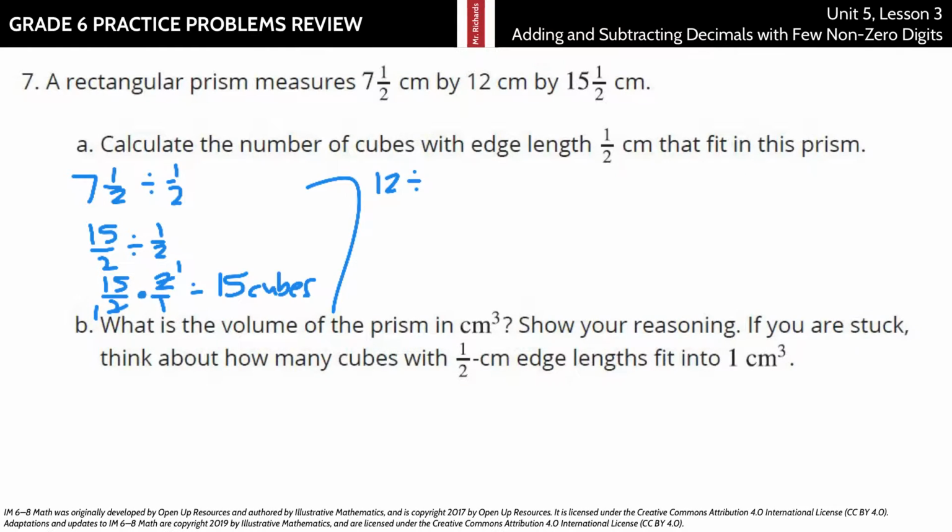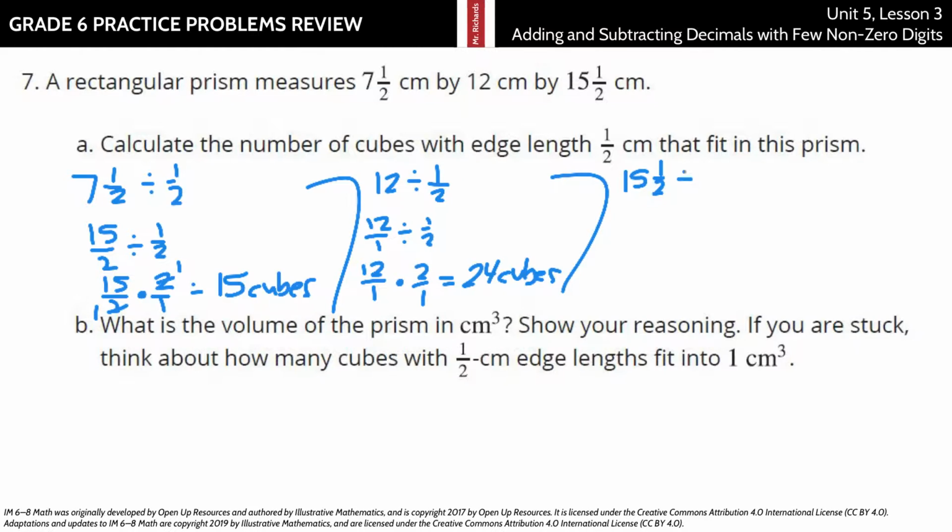We have 12 divided by 1/2, and so 12 over 1 divided by 1/2. Keep it, change it, flip it. You end up with 24 cubes along this side. And then lastly, well, not last, but last side, we have the 15.5 side divided into ½ centimeter cubes, excuse me. That's 31 halves divided by 1/2. And if we keep, change, flip, cross simplify by dividing by 2, you get 31 cubes.